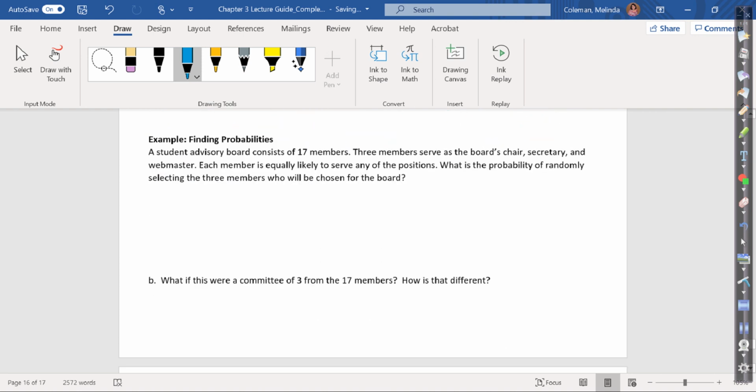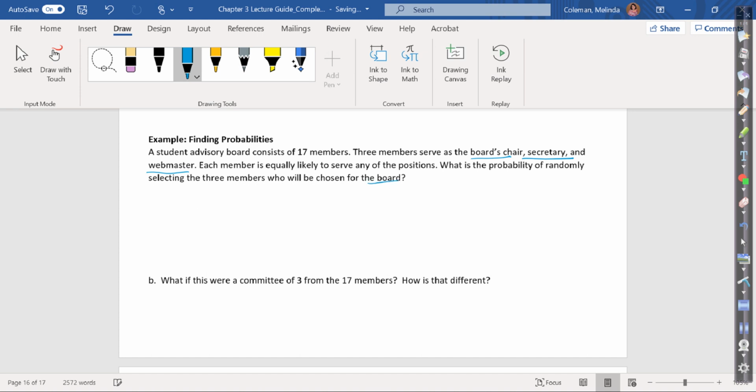All right, so let's just look at some problems in general and see what we're after. Number 1: a student advisory board consists of 17 members. 3 members serve as the board's chair, secretary, and webmaster. Each member is equally likely to serve on any of the positions. What is the probability of randomly selecting 3 members who will be chosen for the board?